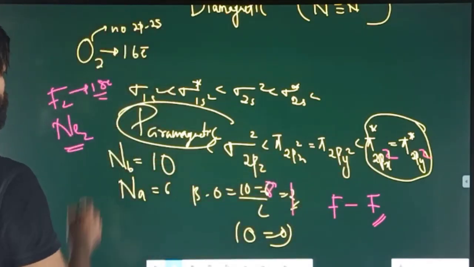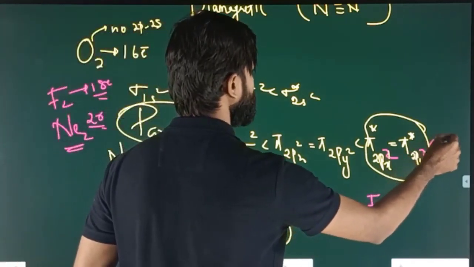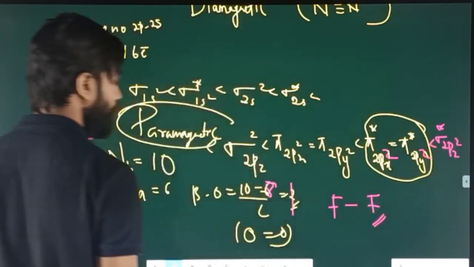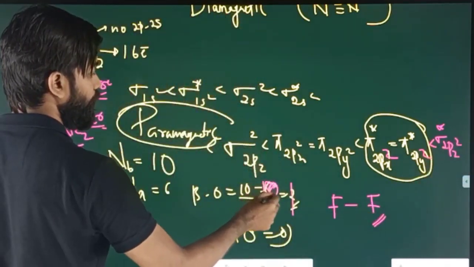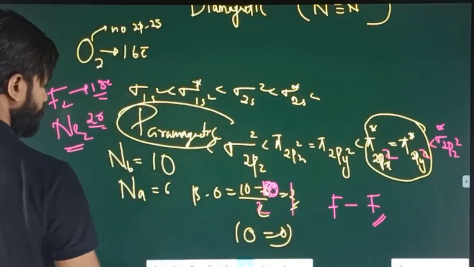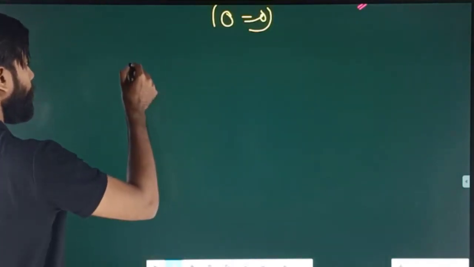If it is Ne2, what happens? 20 electrons. 20 electrons means the next orbital, that is sigma star 2pz2, is also filled. So number of bonding equals number of anti-bonding, 10, 10. So bond order will be 0, unstable. Okay. So wait, one more idea.